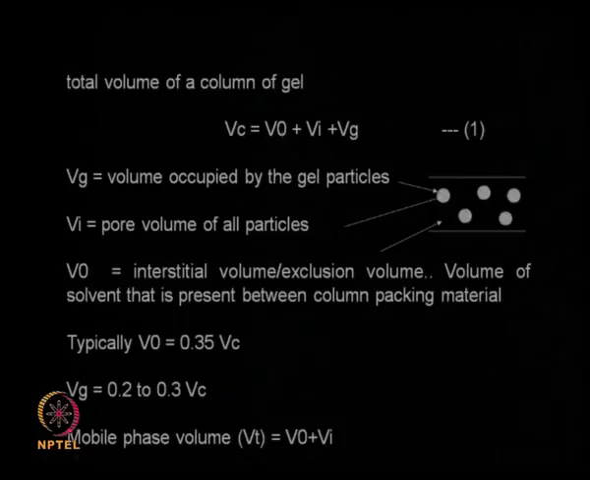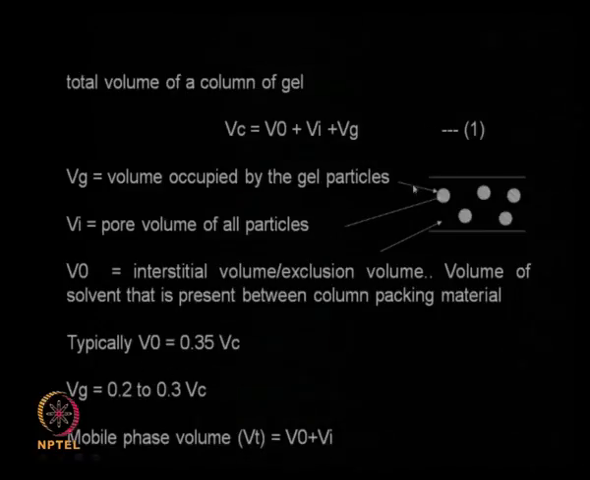Or exclusion volume. So there are three terms here: the volume occupied by the interstices between these beads, the pores present in the beads, and the volume occupied by the gel particles. All these three make up the total volume of a column of a gel. Now typically this V0, that is the interstitial volume, is about 33-35% of the total volume of the packed column. That is the external porosity. It is of the order of 30-33-35%, that is what it is actually.